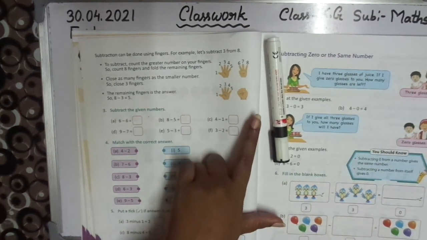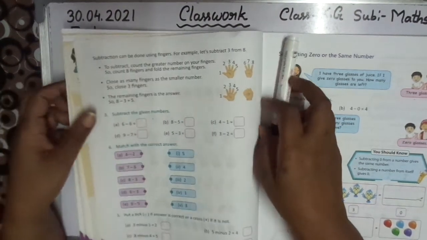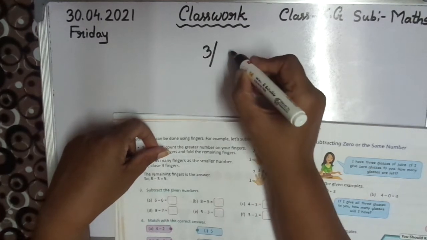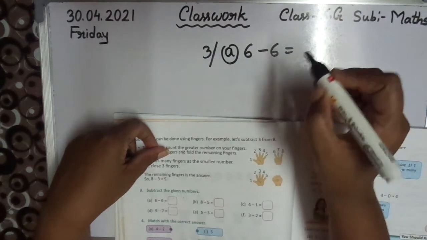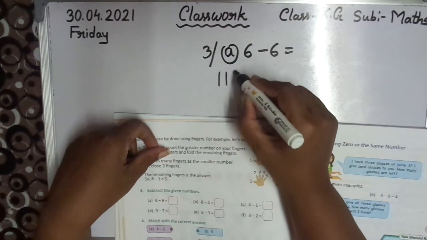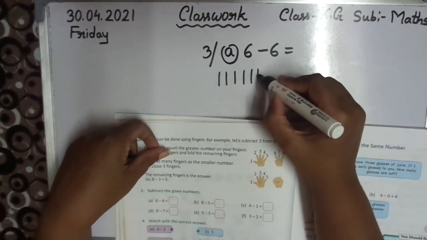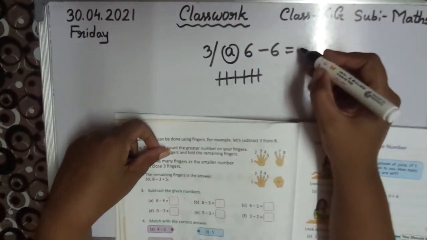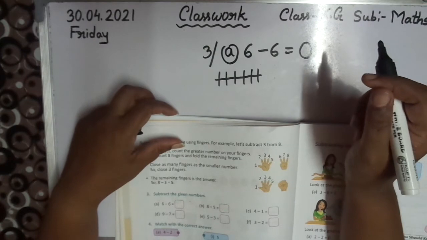Question 3. Subtract the given numbers. Everyone follow me. Question 3, A. 6 minus 6. So draw the lines 1, 2, 3, 4, 5, 6. Minus 6. So 1, 2, 3, 4, 5, 6. So 0. Nothing. 0.